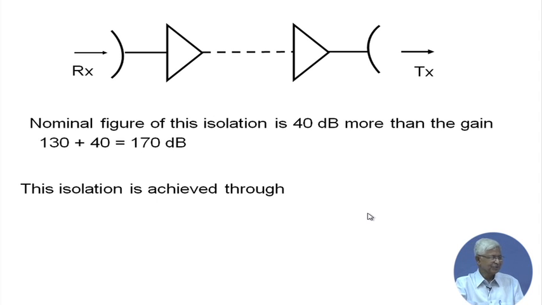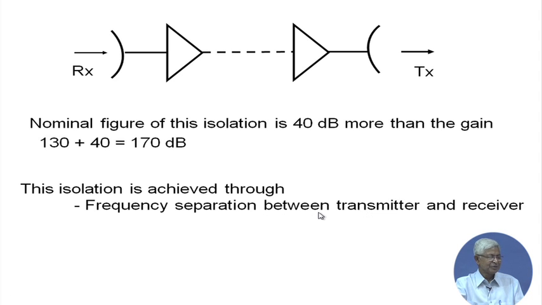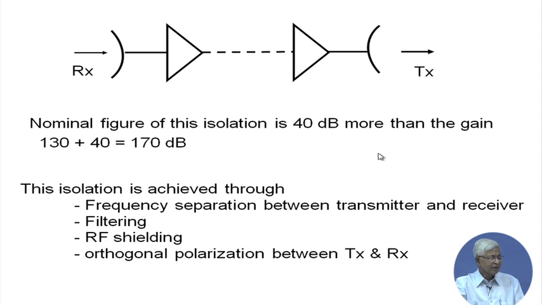So, various techniques are used. This isolation is achieved through the frequency separation between the transmitter and receiver. Whatever frequency we are transmitting and whatever frequency we are receiving, they are separated out. That means it is not only amplification, we have to convert the frequency to another frequency. Then you do a lot of filtering, of course, and then we do RF shielding, because the transmitter power is much higher compared to the receiver input signal, which is very low. So, a lot of shielding is done. Also sometimes we do polarization orthogonalization of the transmitter. The polarization part we will discuss during the antenna discussion.